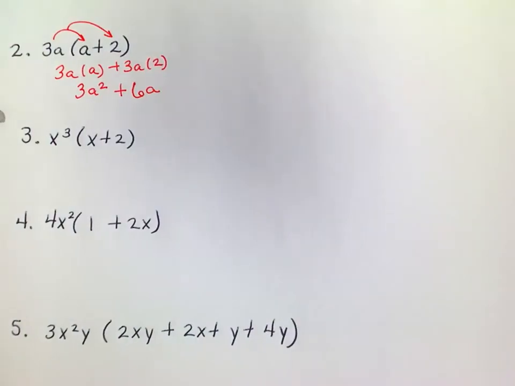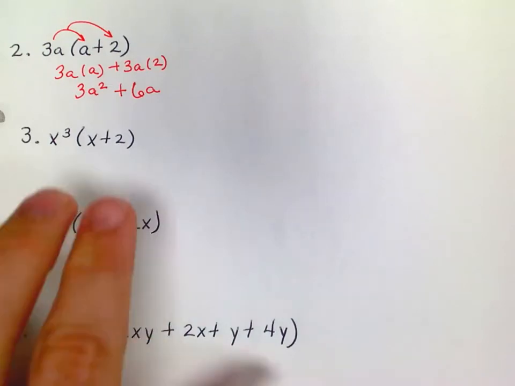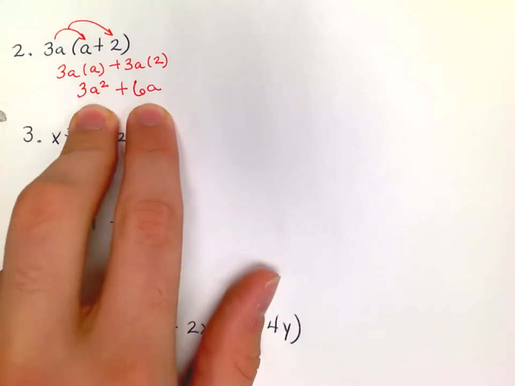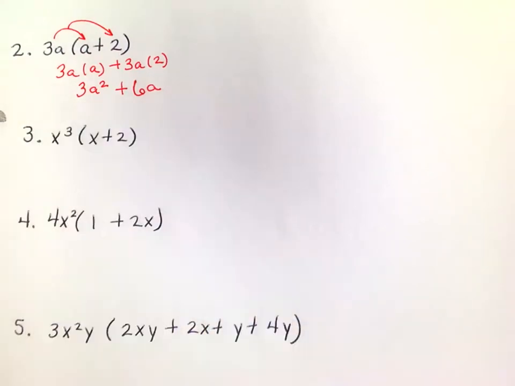We see there is nothing to combine because the a squared and the a cannot come together. That's as far as we can go with that example. So let's look at number 3.